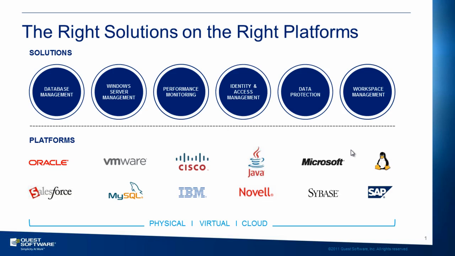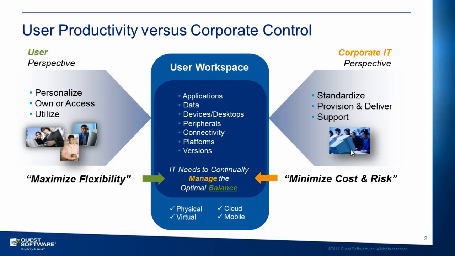You can see on the slide here that we've broken the business up into 6 main solution areas. So based on what you're most concerned with, we have solutions for database management, Windows servers, performance monitoring, identity access management, data protection. And then today our topic about application compatibility falls under workspace management. And we cover all the platforms you see on the slide here, physical, virtual, and cloud environments. So if there's an issue that you have or a challenge you're facing in IT, Quest probably has some software that can help you out.